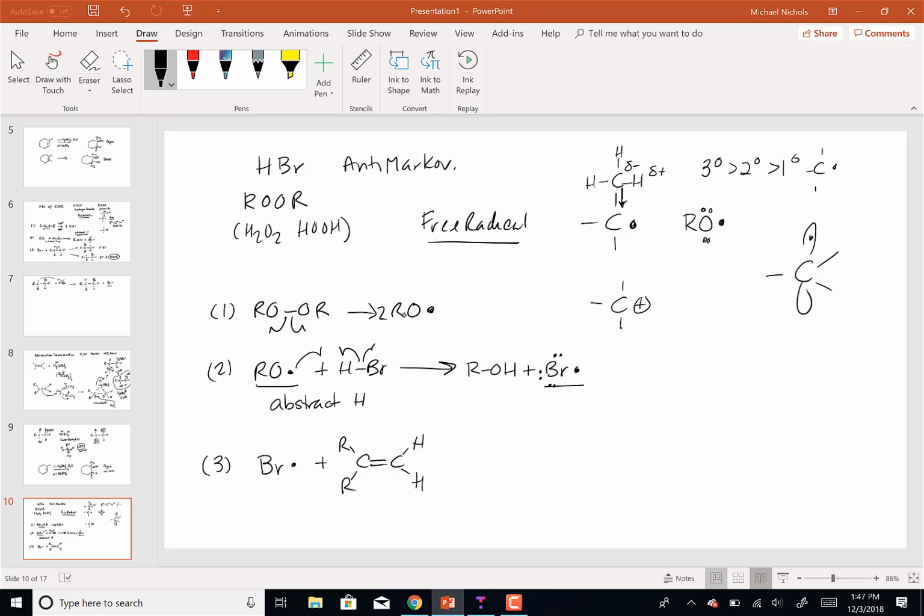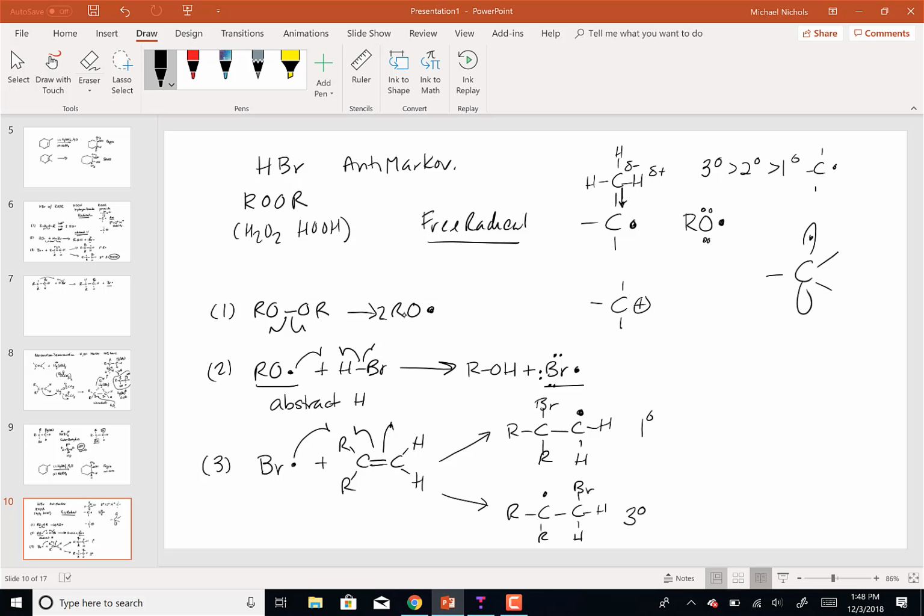Okay. And what it's going to do, if you can imagine taking the double bond and breaking it apart into the two unpaired electrons, I could either pair up the Br dot with the carbon on the left, which is going to leave me with a primary radical, or I could pair up the bromine with the carbon on the right, which is going to leave me a tertiary radical.